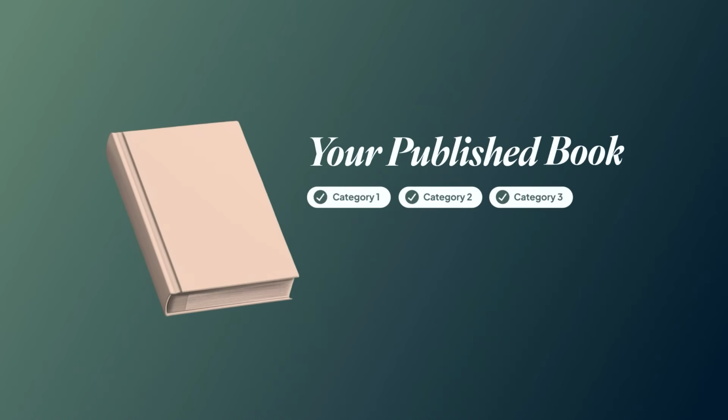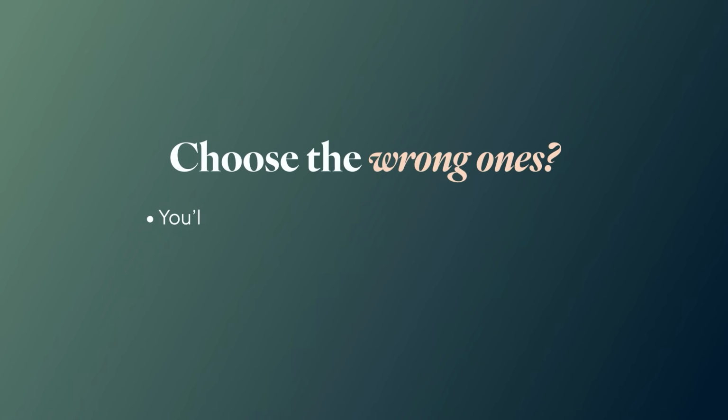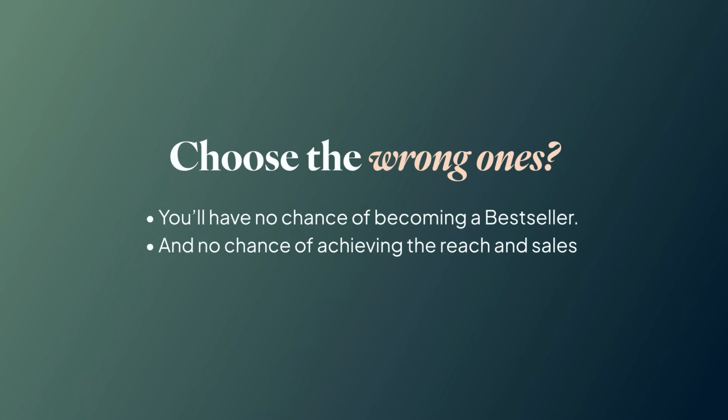Choose the right categories and your book can shoot to bestseller status, increasing its discoverability in the Amazon store and creating a flood of sales. But choose the wrong ones, you'll have no chance of becoming a bestseller and no chance of achieving the reach and the sales that bestseller status brings with it.